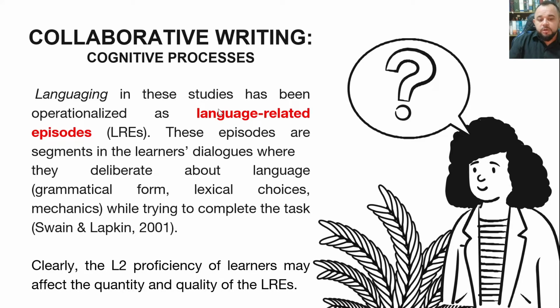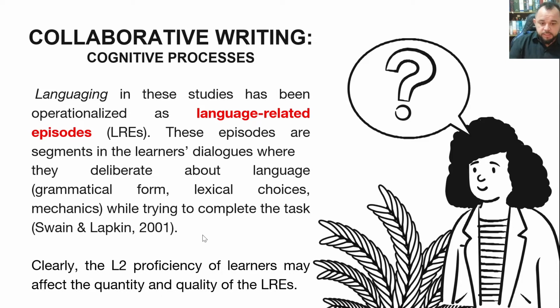So these episodes are segments in the learners' dialogue where they deliberate about language. It can be grammatical form, lexical choices, mechanics, and so forth, while trying to complete the task, right? They can also talk about lexical choices and all kinds of stuff. Clearly, the L2 proficiency of learners may affect the quantity and the quality of the LREs.